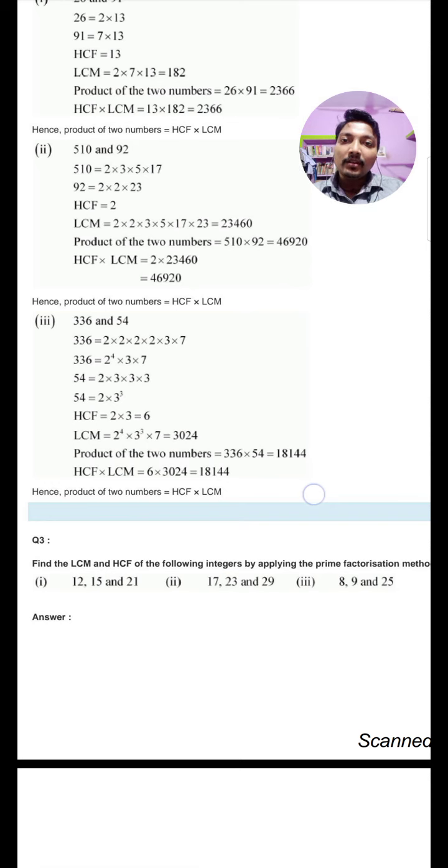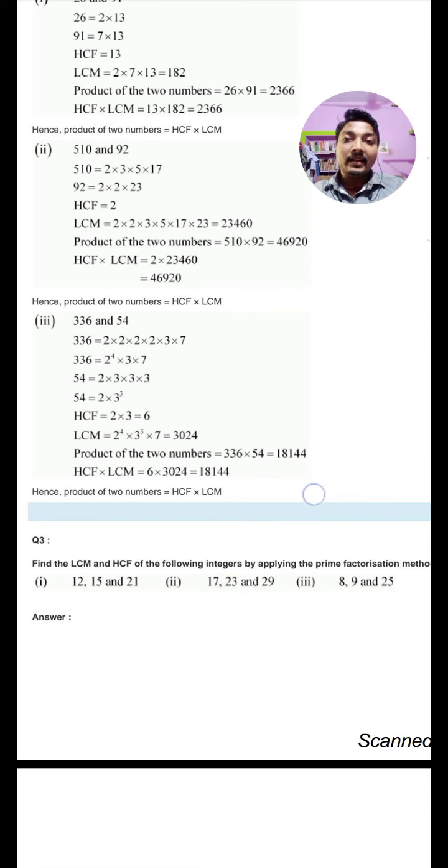Then 5 is used the highest number of times once, so I placed 5 there. 17 is used in the upper one once, but below there is no 17, so the highest is only one 17. And 23 is used once, so I wrote 23. So here the LCM is equal to 23,460. Now the first case is done. In the first situation it was given to find only the LCM and HCF, and we already obtained the LCM and HCF of the two numbers.